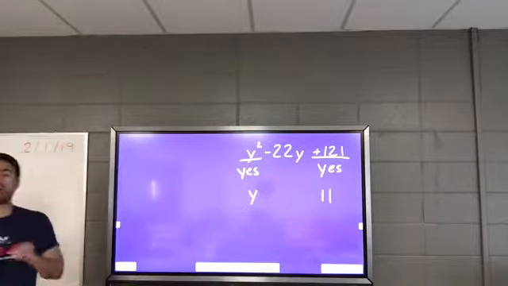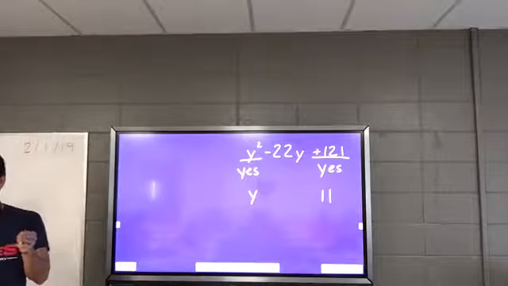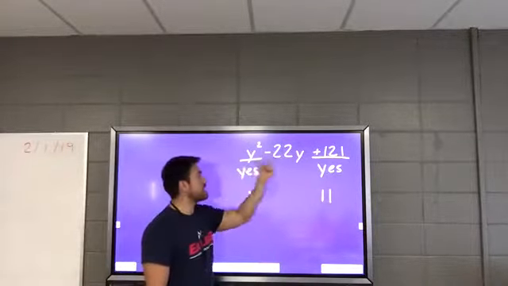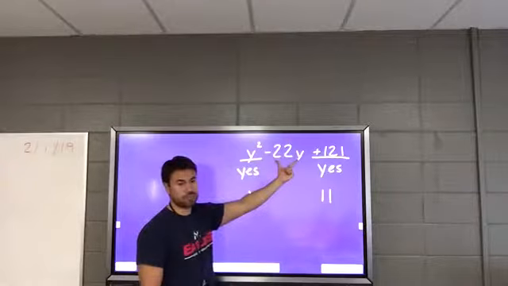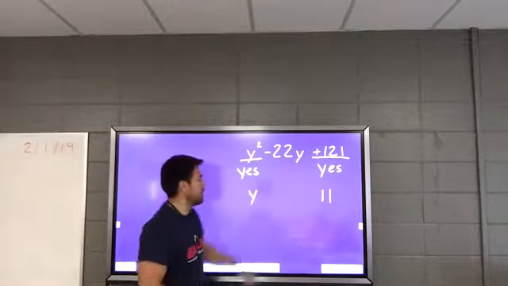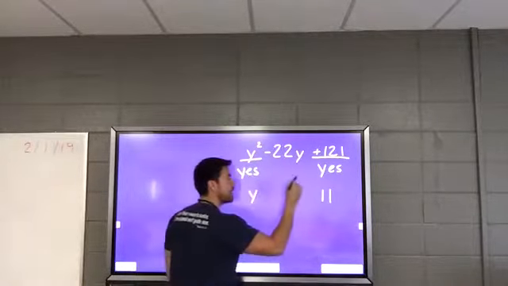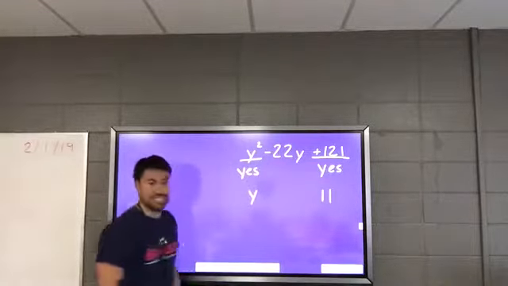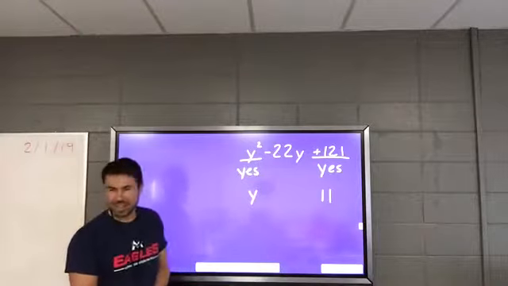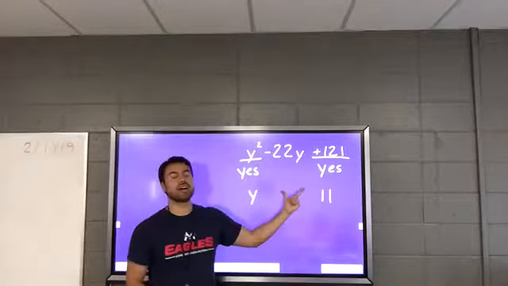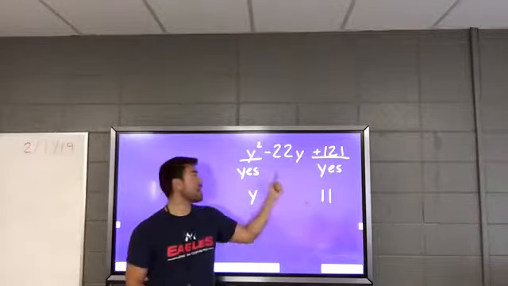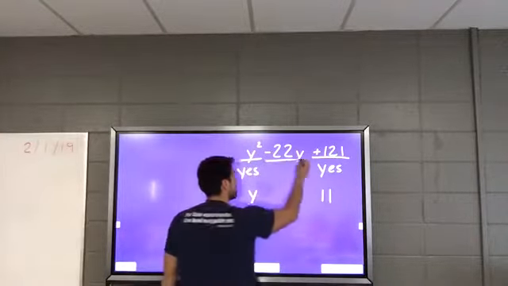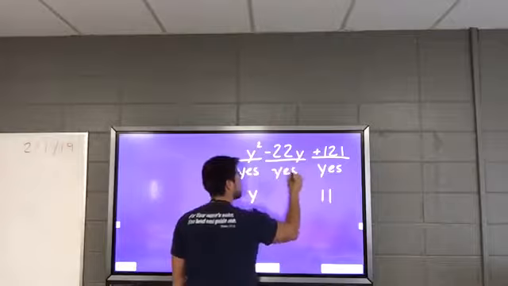We have one more yes or no question. Is the middle term, this is tricky here, y times 11 times negative 2? I know that's a lot. What's y times 11? 11y. 11y times negative 2 would get me negative 22y. So that's a yes answer.